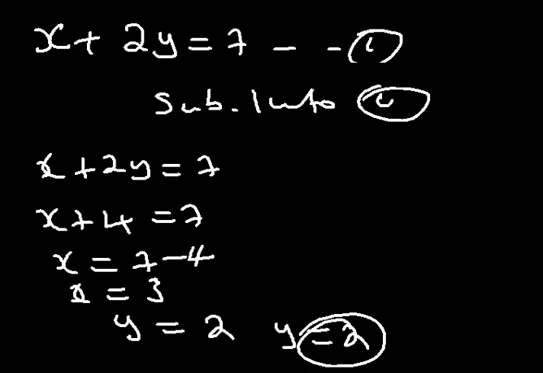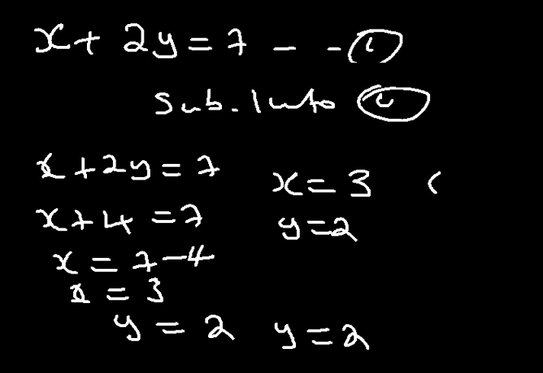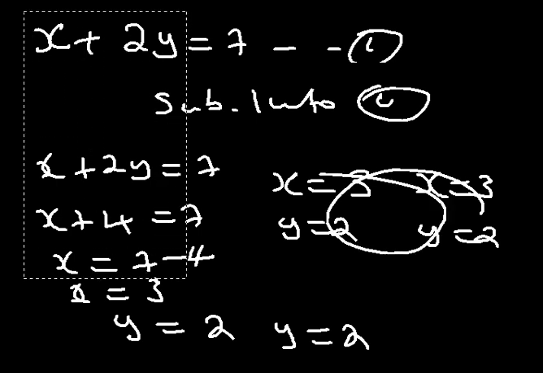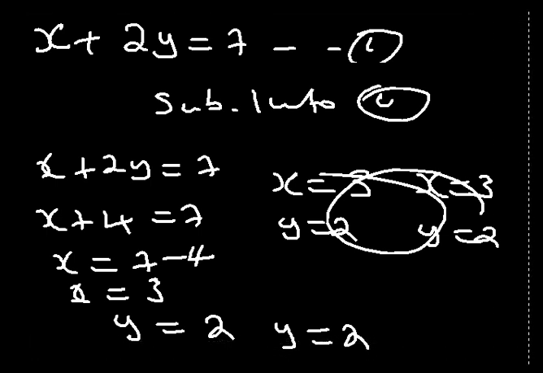Likewise, it will be the same way. Hence x is equal to 3 when y is equal to 2, and also x is equal to 3 when y is equal to 2. So these are the solutions. That's how you solve simultaneous equations using the substitution method, the ones that involve a linear equation as well as a quadratic equation. So keep that in mind.